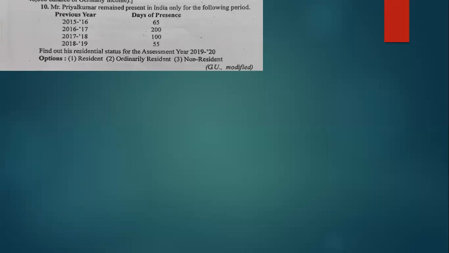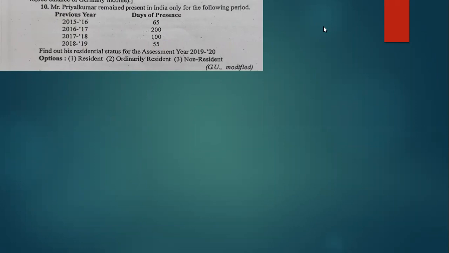Let me repeat the information so you should understand. In previous year 15-16, the days of presence of Priyal Kumar is 65. In 2016-17, it's 200. In 2017-18, it is 100. And in 2018-19, it is 55 days.